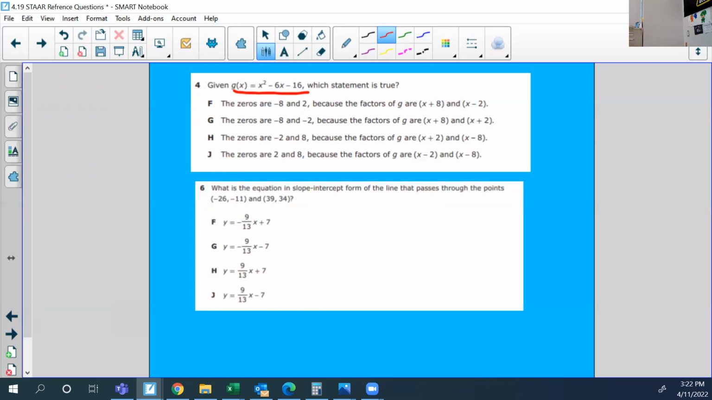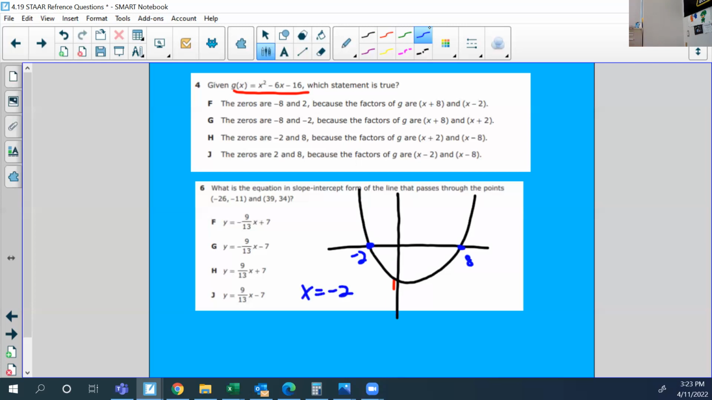Now, remember in class, I told you, for instance, when you graph this on the calculator and your graph looks like this, and I haven't graphed this, I'm just going to show you an example. Say the x-intercepts are at negative 2 and 8. Right, so you know the zeros are x equals negative 2 and x equals 8. So those are the zeros, those are the x-intercepts.